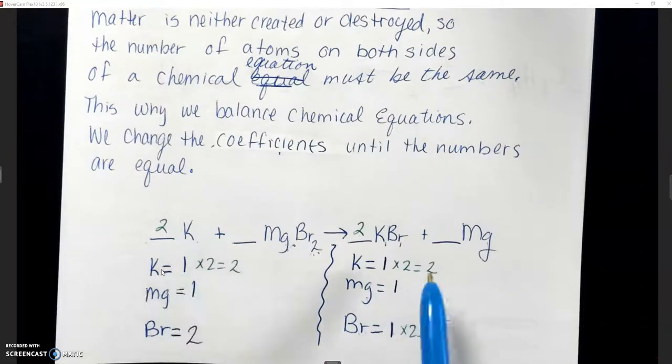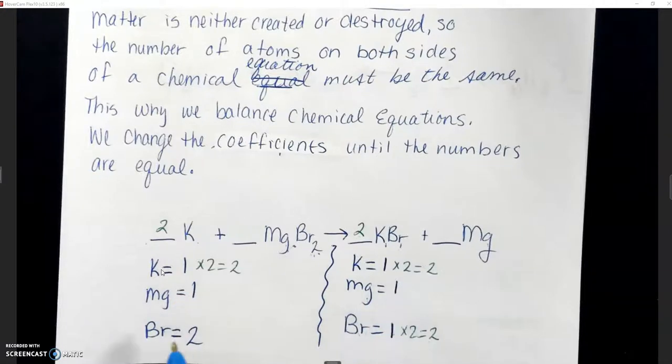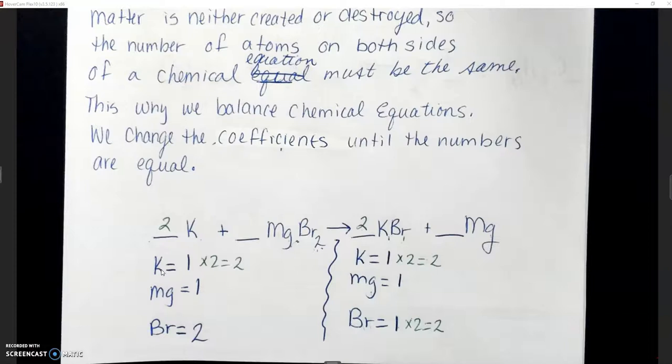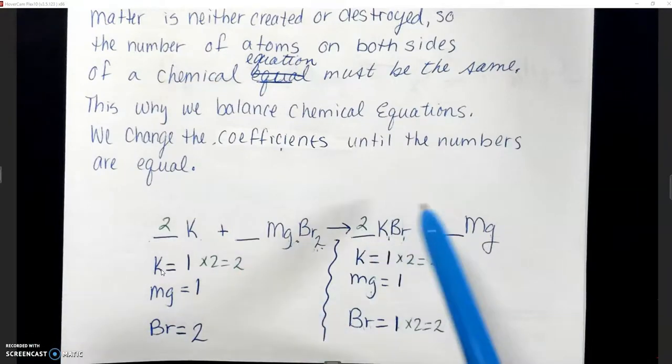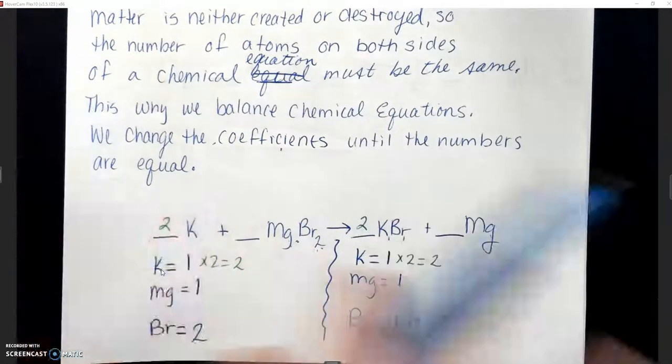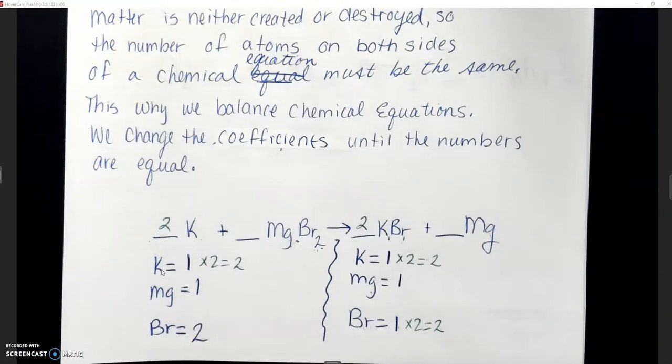Okay? 2 potassiums, 2 potassiums, 1 magnesium, 1 magnesium, 2 bromines, 2 bromines. We're good. In CP and HL chemistry, we told you to go ahead and stick 1s out in front. Don't do that in AP. We're big kids now, and we don't need to do that. The 1s are implied to be there.